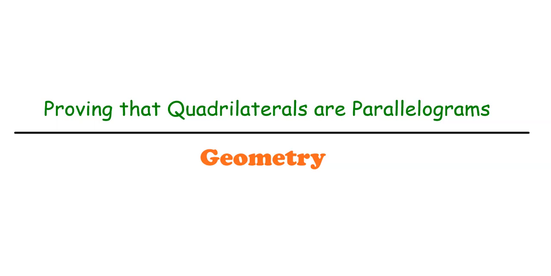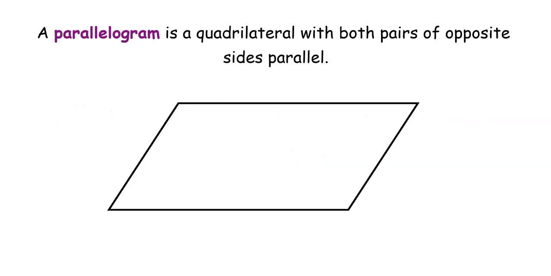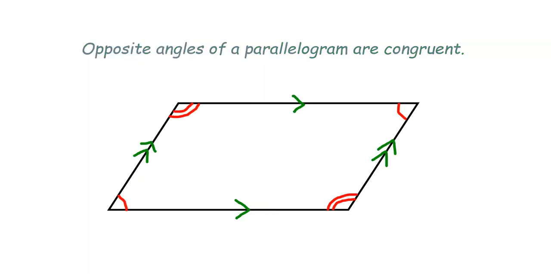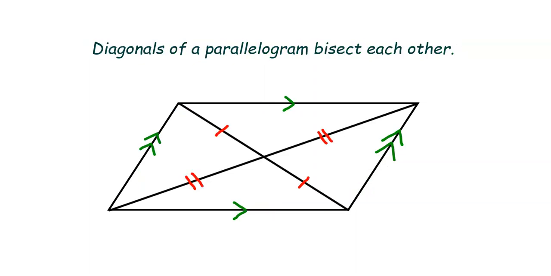And so, as a brief reminder, a parallelogram is a quadrilateral with both pairs of opposite sides parallel, and as a part of the first part of this module, we saw that opposite sides of a parallelogram are congruent. We saw that opposite angles of a parallelogram are congruent, and we saw that the diagonals of a parallelogram bisect each other.